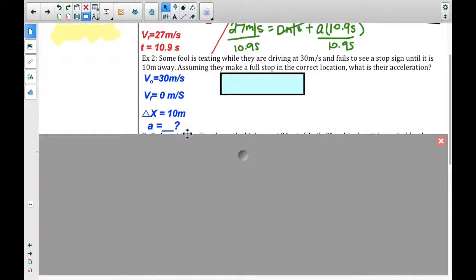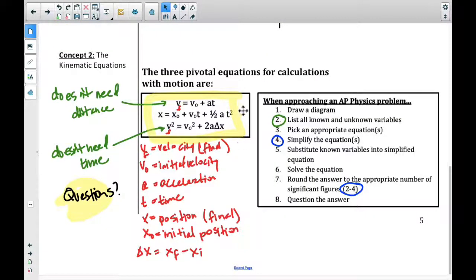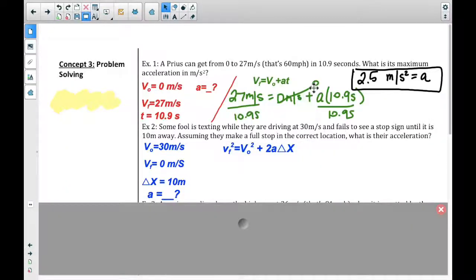So once again, we're going to look at those three equations. We're going to decide which one to use. And so when I say three equations, these are the equations we're talking about. Decide which one of those equations we need to use for this situation. Hopefully, you chose this equation. Final velocity squared is equal to initial velocity squared plus 2a delta x.